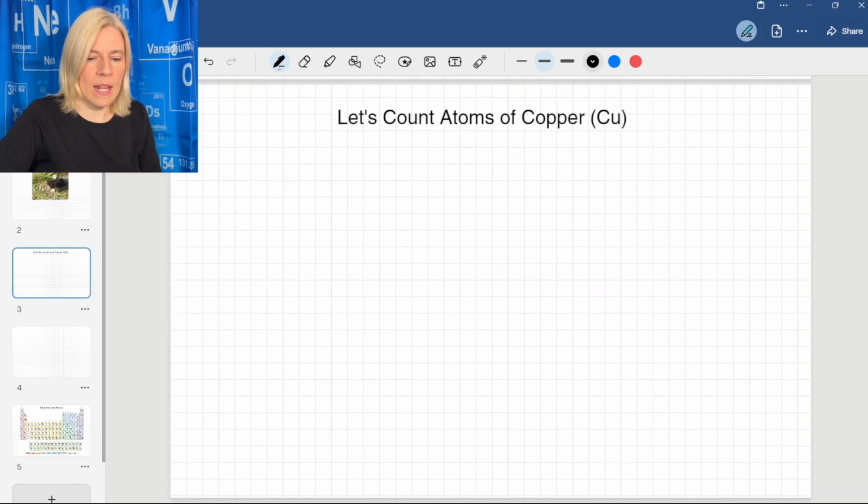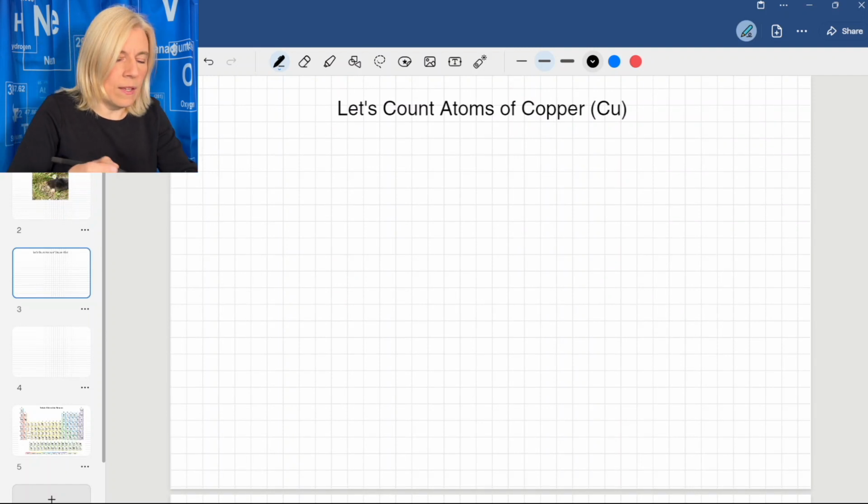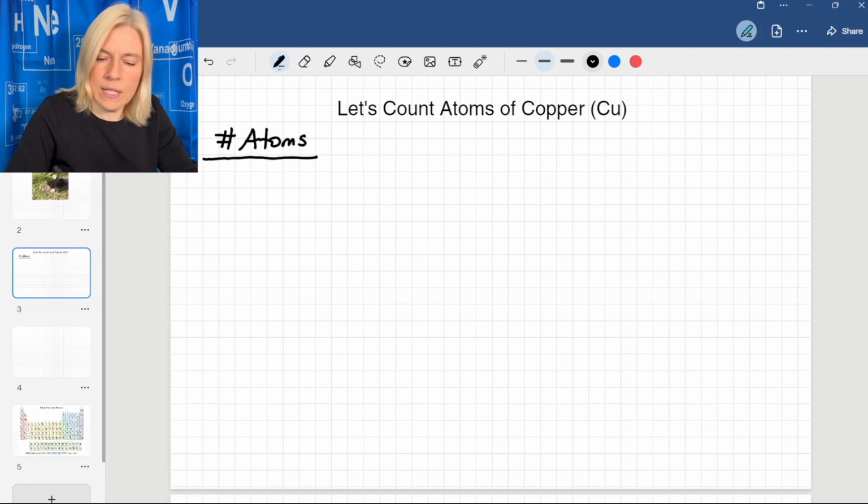So let's count atoms of copper. We're going to make two columns. In the first column, we're going to write our number of atoms. It's going to be right here. And over here, we're going to put the mass of these atoms.